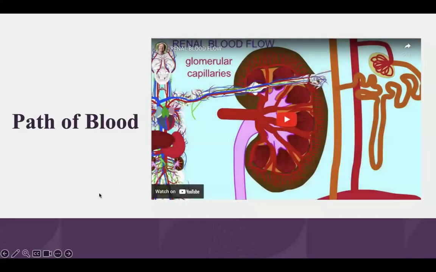This video here does a really good job of explaining the path of blood through the kidney, how it is brought in through the renal artery and then traced all the way back out through the renal vein.